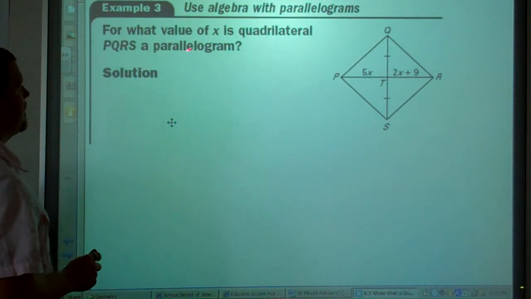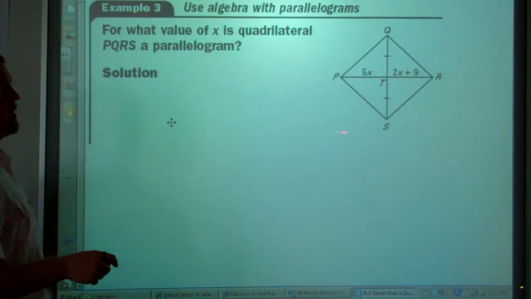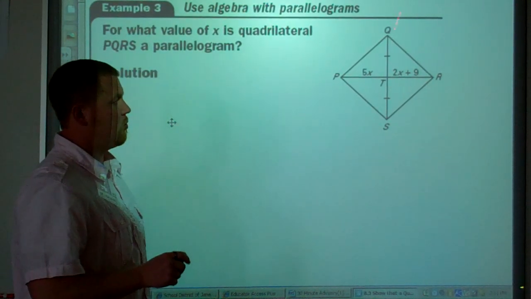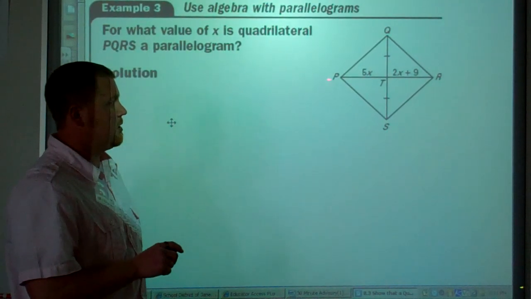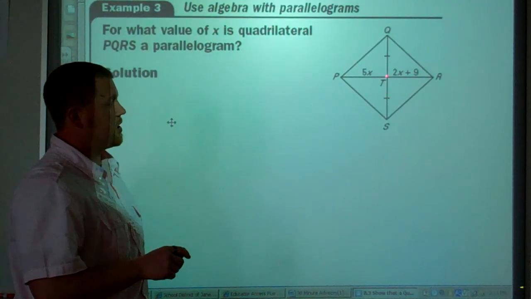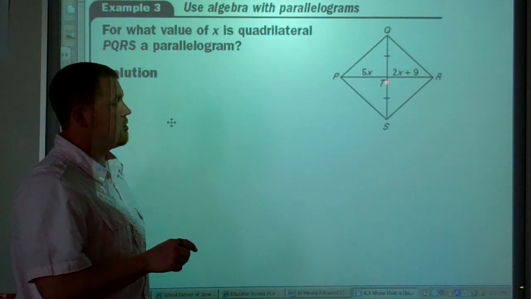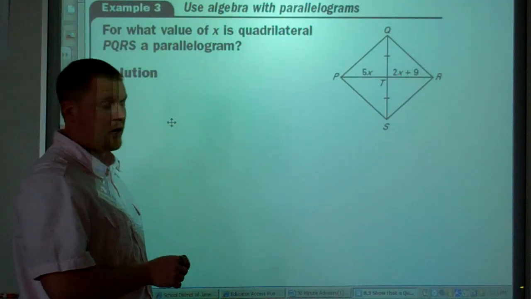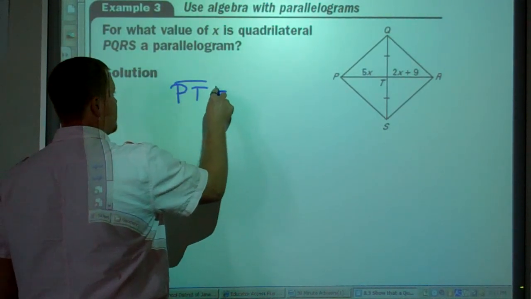For what value of x is this quadrilateral PQRS a parallelogram? So what will make this a parallelogram? What has to be true? We're looking at the diagonals here, so what has to be true about the diagonals? Segment QS, which is one diagonal, and segment PR have to bisect each other. We already know that segment QT is congruent to segment ST by the markings here. So what has to be true about segment PT and segment RT? They have to be congruent.